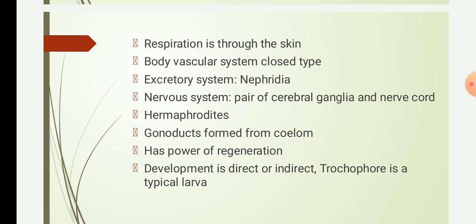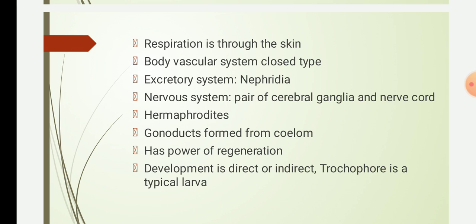Then they are mostly hermaphrodite. What is hermaphrodite? Usually monoecious, that is hermaphrodite. Most of them have both reproductive organs present in the same individual. Then some are even dioecious, or unisexual.